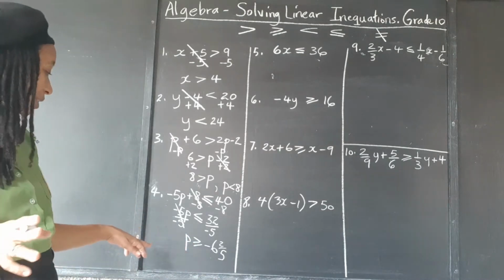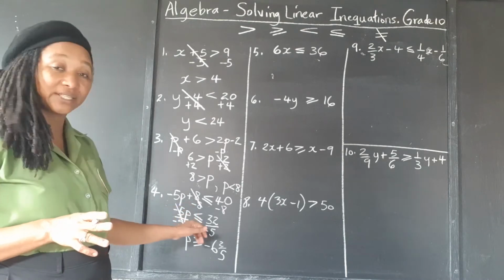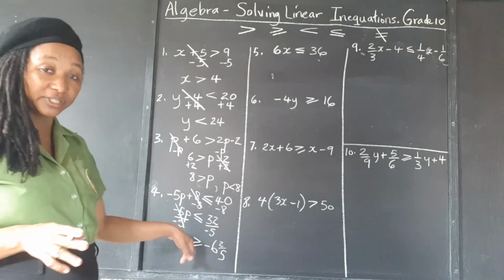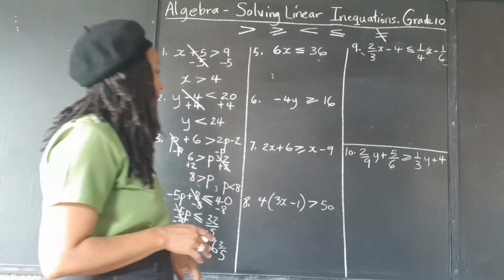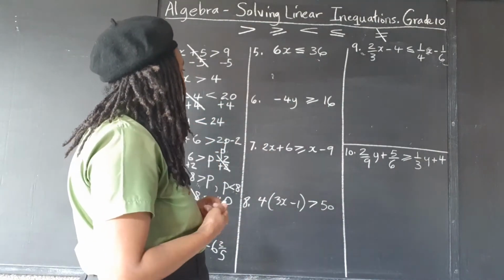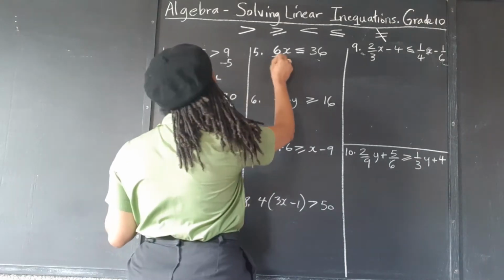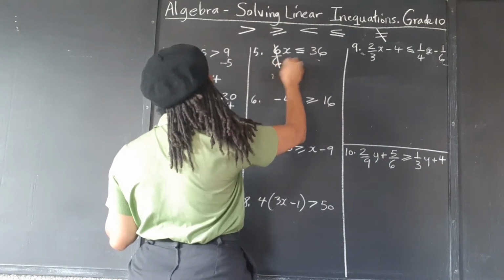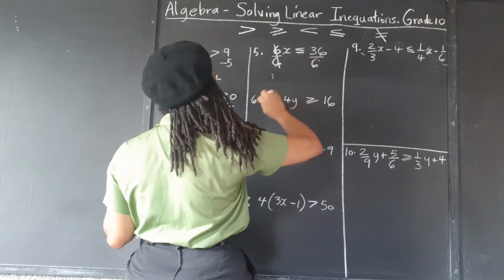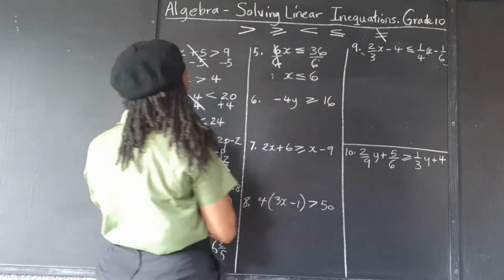Alright, so that's what I was talking about. See, we ended up having to divide by a negative 5 to isolate the p. We need to reverse the inequality sign. 6 times what must be less than 36. Alright, so we're going to divide both sides by 6 to isolate the x. So x must be less than or equal to 6.